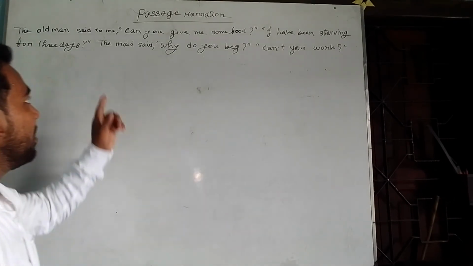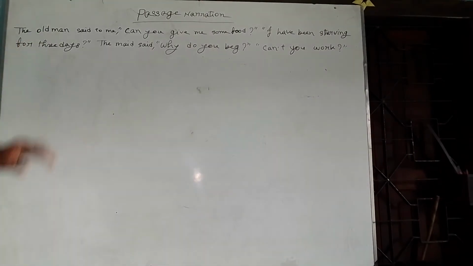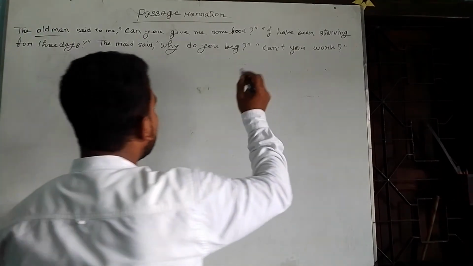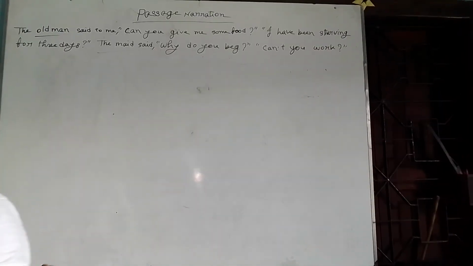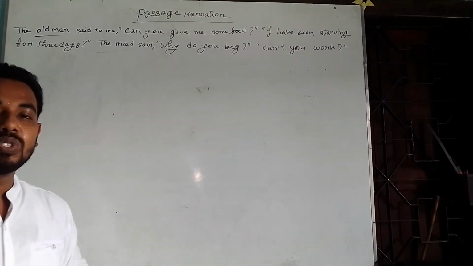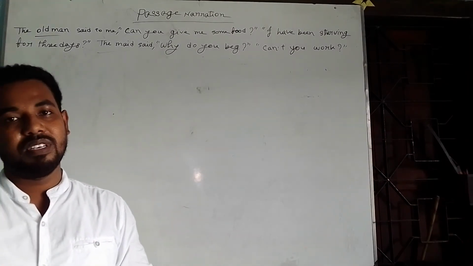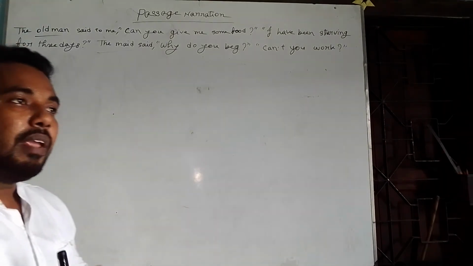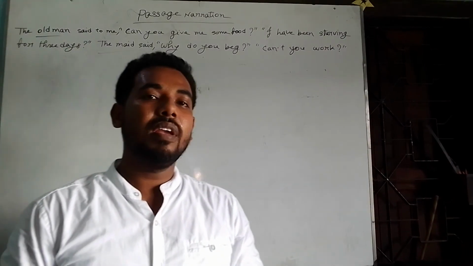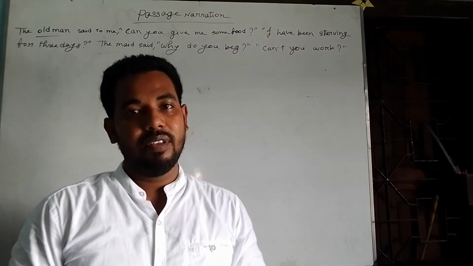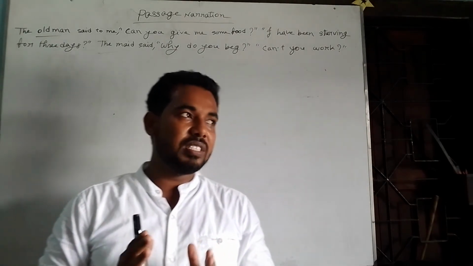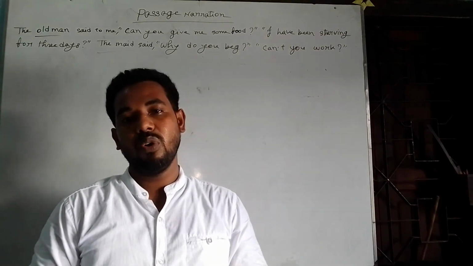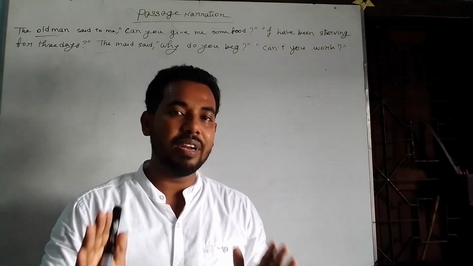So, dear student, here you can see I have read this passage narration. Here I have found the repeating part, subject: the old man and the maid. I have already found 2 persons, the old man and the maid. So if the old man says something, maybe to the maid, or the maid says something, it will be to the old man. I hope that you can understand.